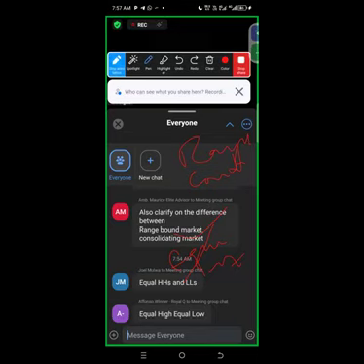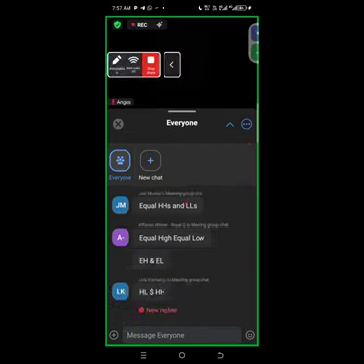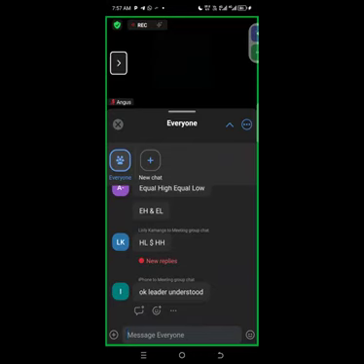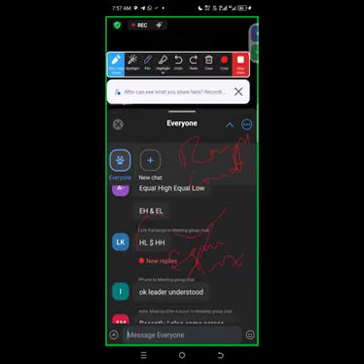I hope you get it right. So equal highs, equal lows, equal highs, equal lows. So it is not higher low, higher high. Take notice. Lily, I've corrected you on this, right?